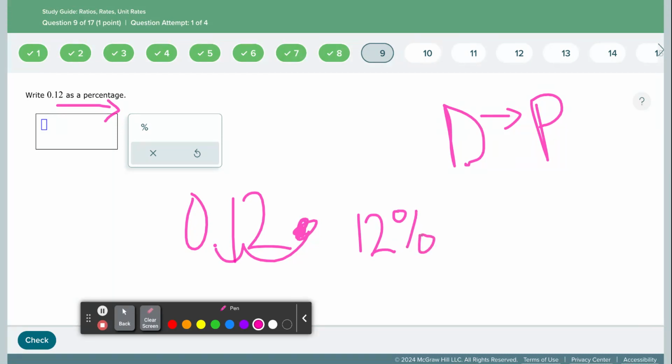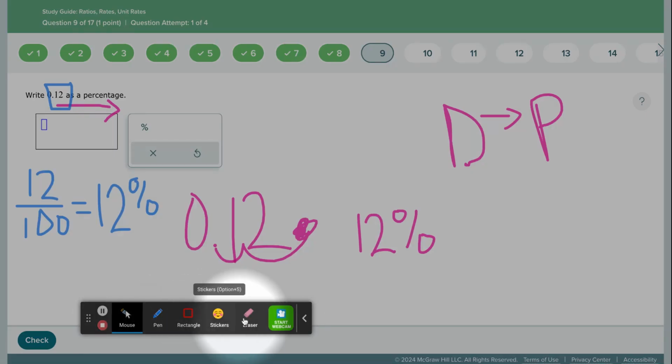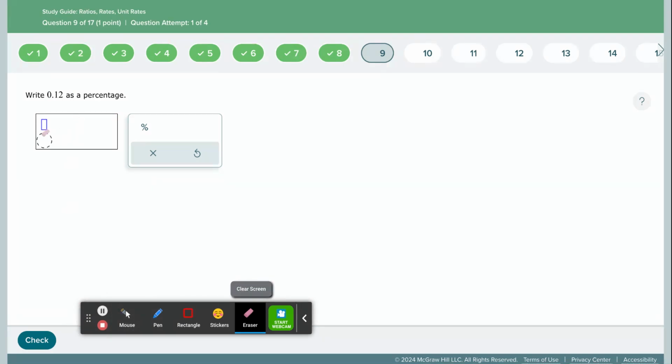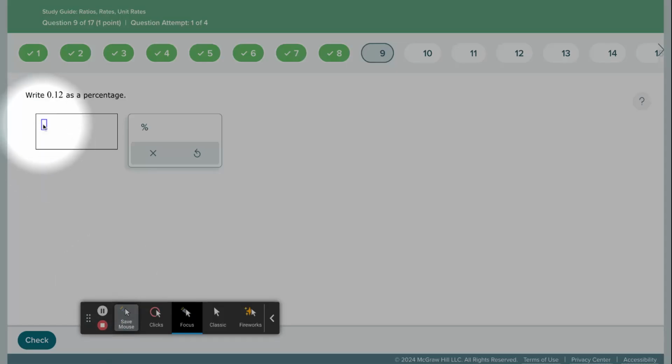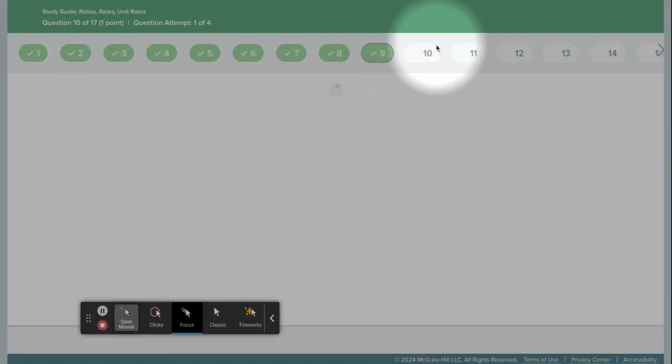Or if your brain doesn't work like that, you can say, I'm going to read this out loud. 12 hundredths. Wow. Any number over 100 is the percent. So logically, I just created a percent. So again, your brain may work this way. It may work this way. Either way, very cool. Love hearing how your brain works. Okay, so 12%. Moving on, or try another if you would like.